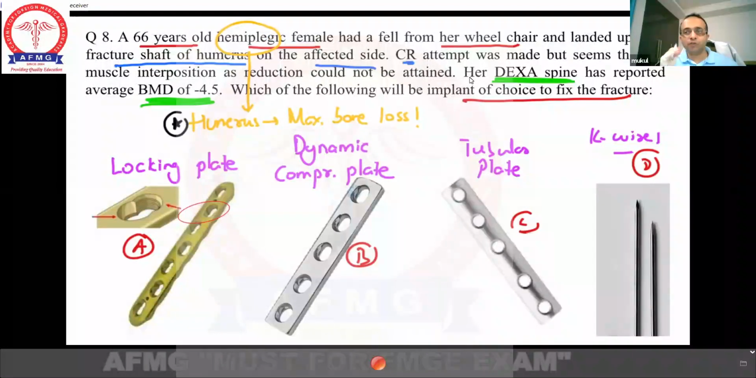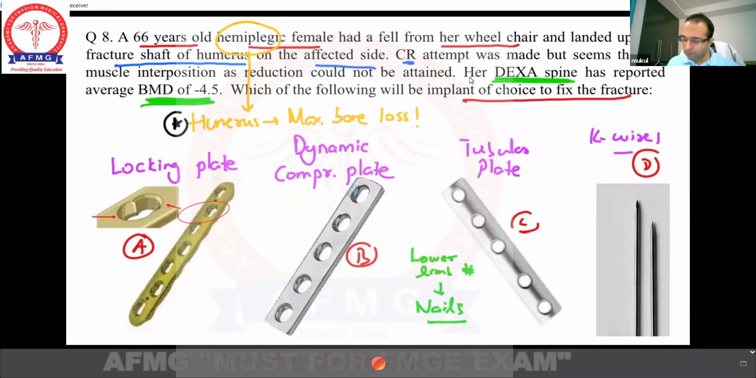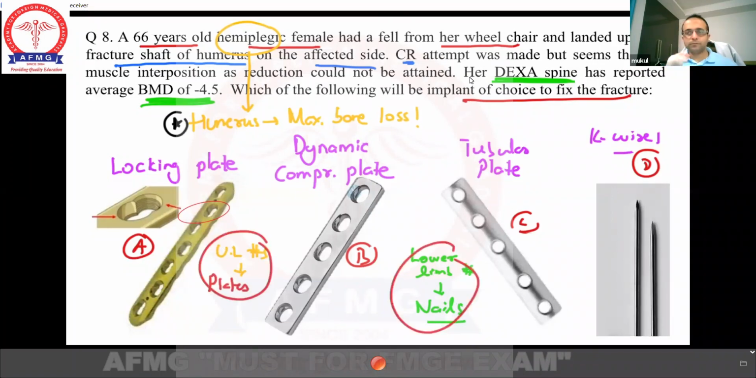Now, how to fix osteoporotic fractures? Before I start with that, let me tell you there's a general predilection in orthopedics that when you have lower limb fractures, you generally prefer to go with nails. But when you have upper limb fractures, you generally tend to go with plates. So this is a general kind of a rule that is followed in orthopedics.